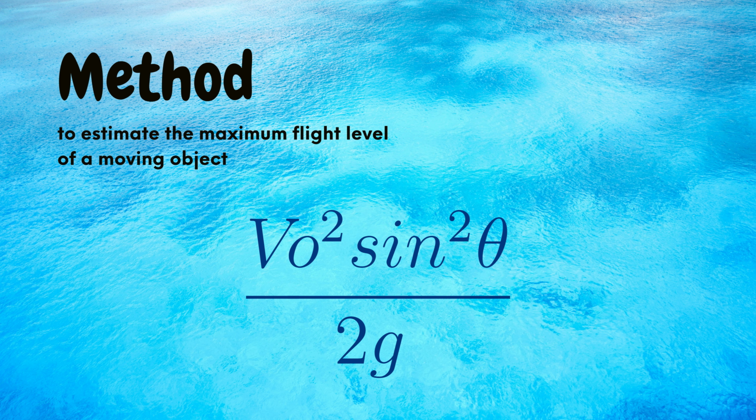Without using the camera method, we can still find out the maximum height using a mathematical method. Refer to the equation shown. The formula can help us find out what we want in this case. V0 is the initial velocity of the rocket, and theta is the angle between the rocket and the ground. g is the acceleration of gravity, which is approximately 9.8 meters per second squared.